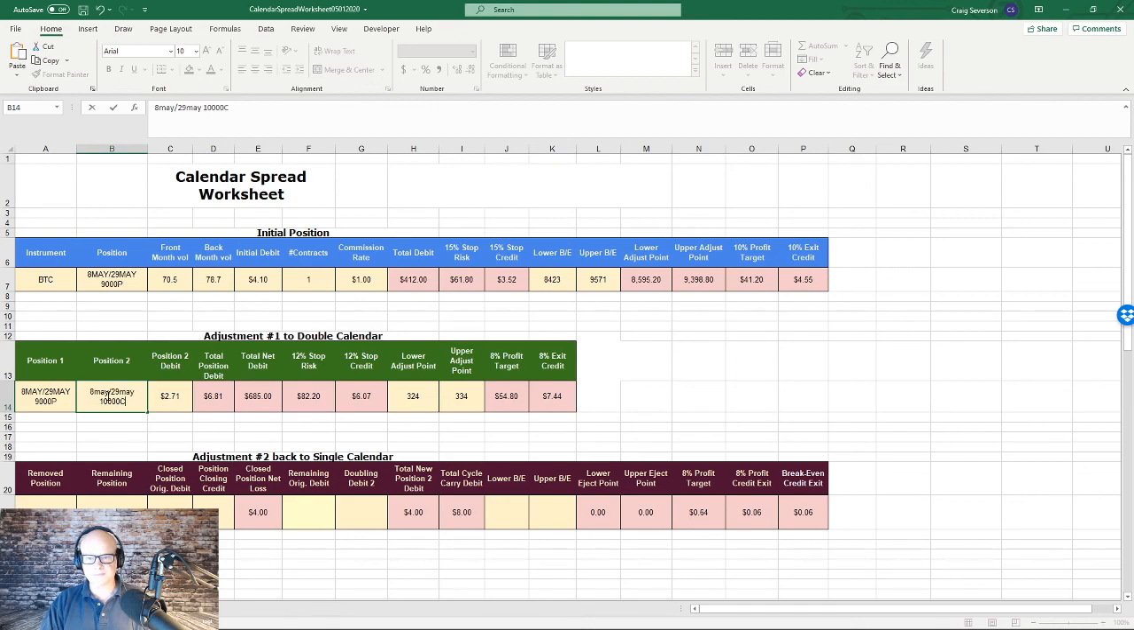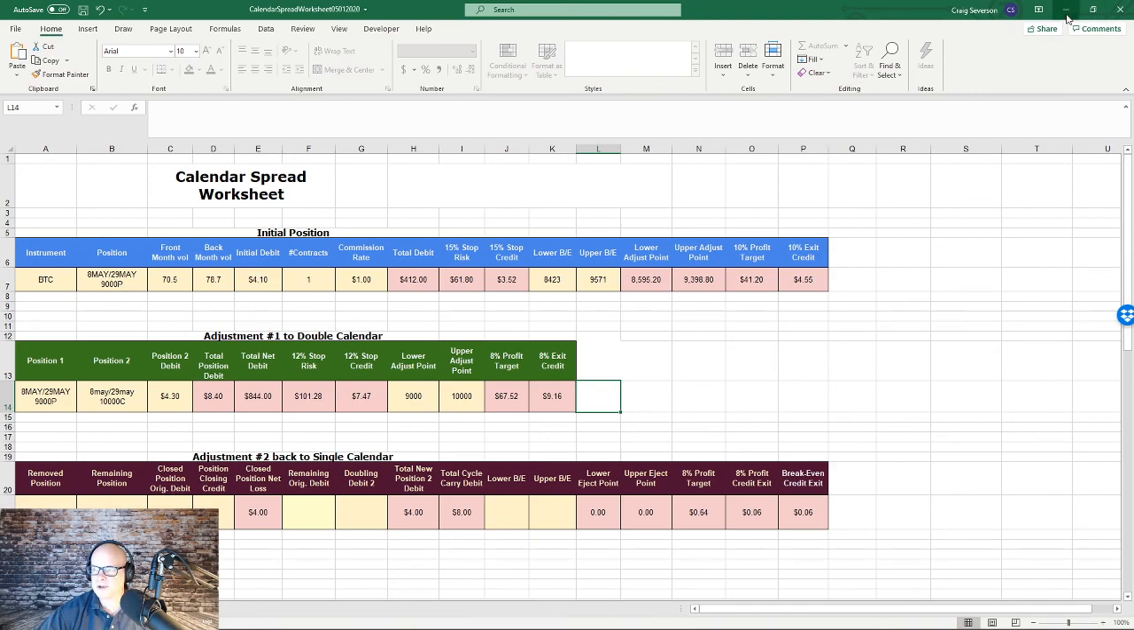1000 call. And position 2 debit is going to be also, let's just say, 430. So the total position debit is going to be like $840. Total net debit, $844, right? Okay, so now we want to go for an 8% profit target because we have a much bigger position. And our entire stop is about 12%. Our lower adjustment point now is going to be either 1,000 or 10,000. It's going to be the short strikes, the strike price of each side.